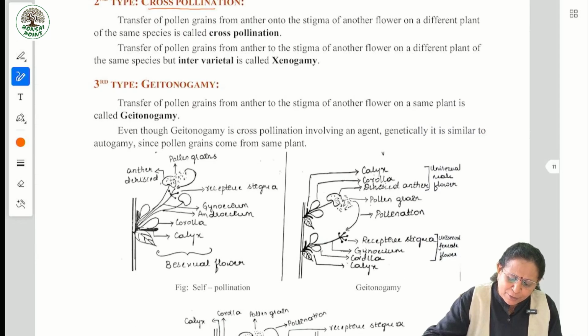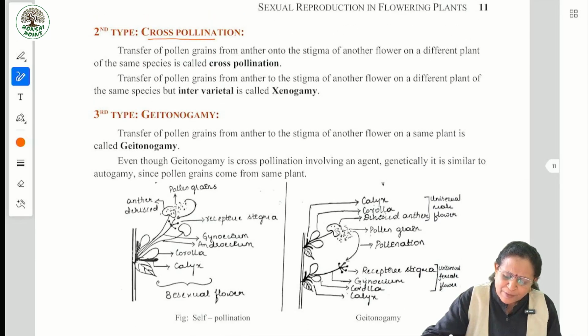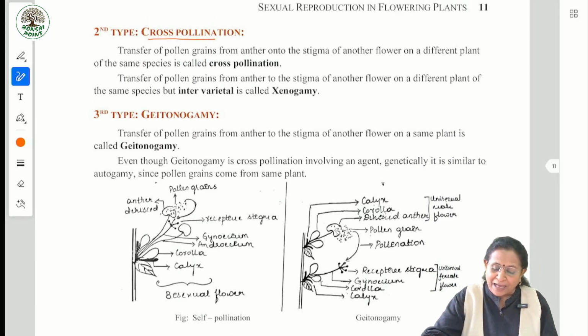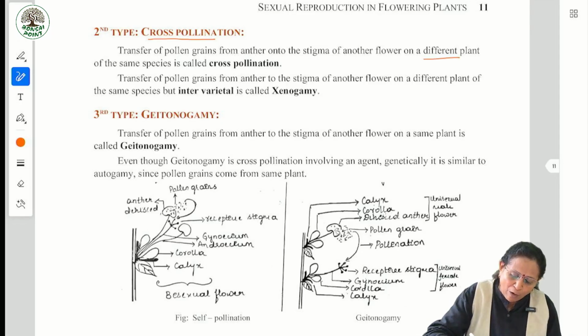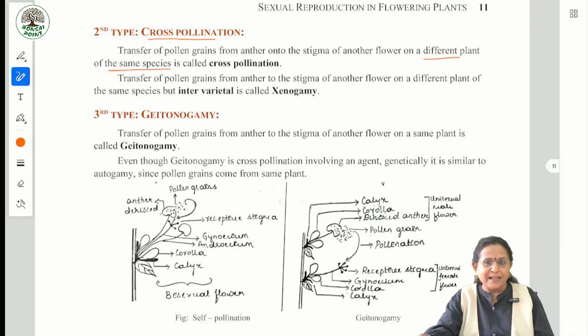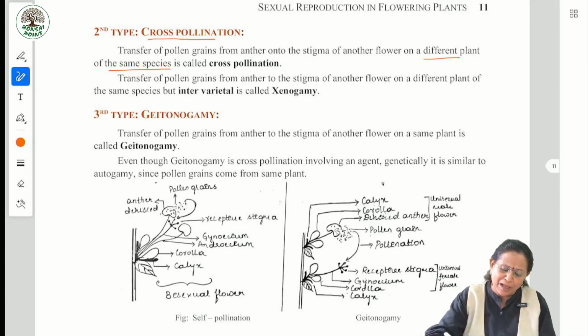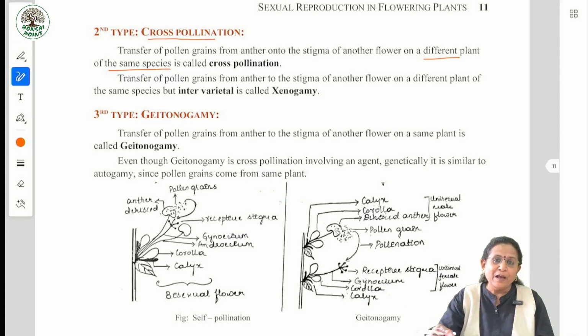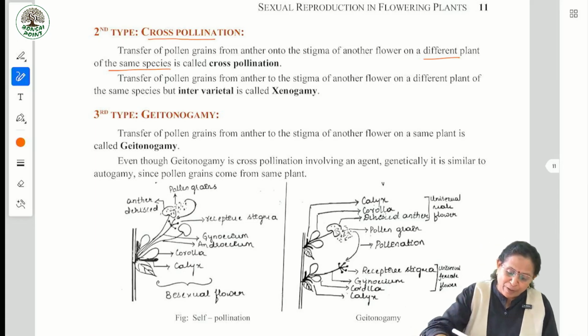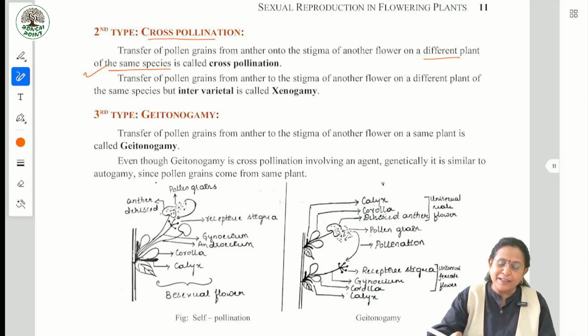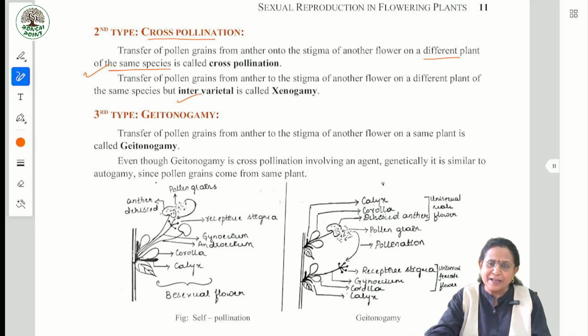The second type of pollination, I told you, is cross-pollination: transfer of pollen from the anther onto the receptive stigma of another flower on a different plant of the same species. Transfer of pollen grains from the anther to the stigma may be between different varieties or the same variety. It should be of the same species, but it may be intervarietal or intravarietal.